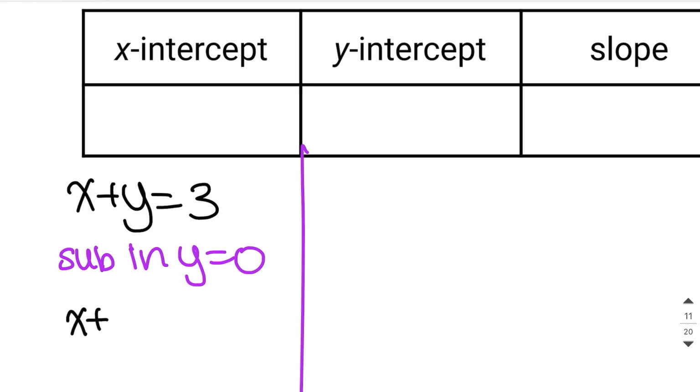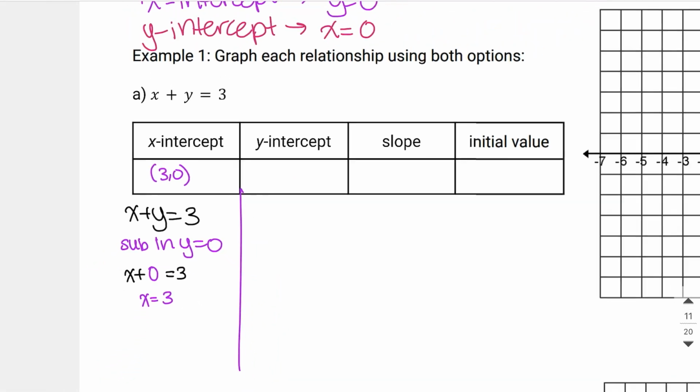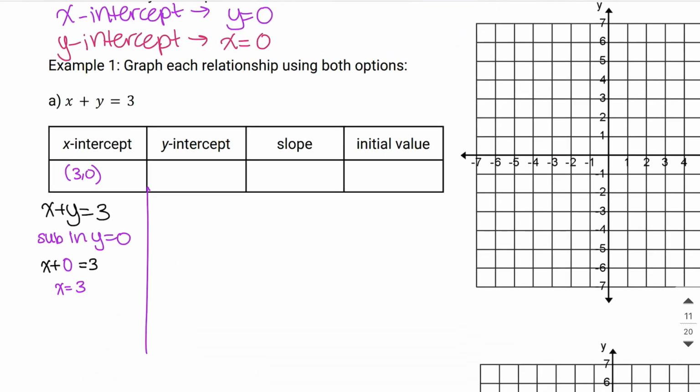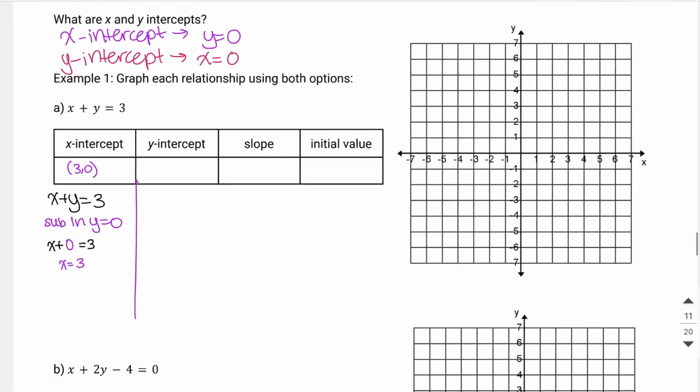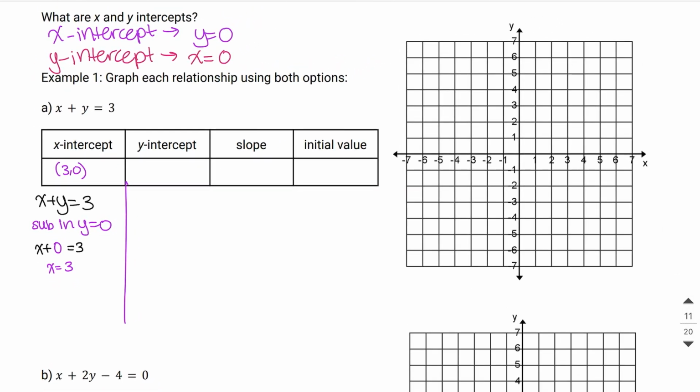So here I would say x plus 0 equals 3, and x plus 0 is just x, so x equals 3. So that means that my x-intercept would be 3, 0. Again, the y value 0 is because in an x-intercept, the y value is 0, right?